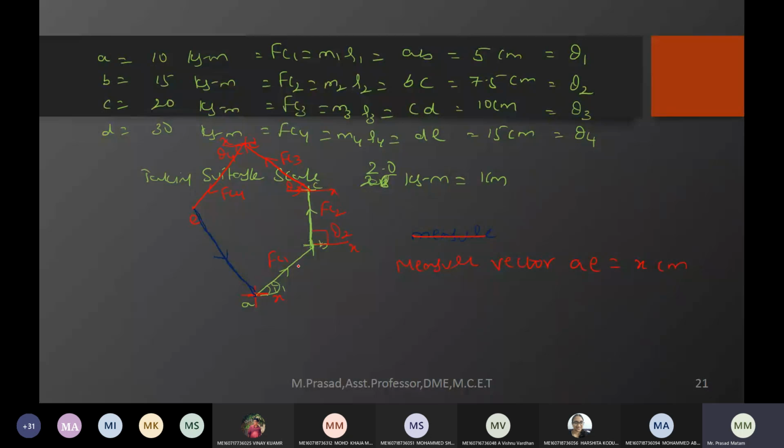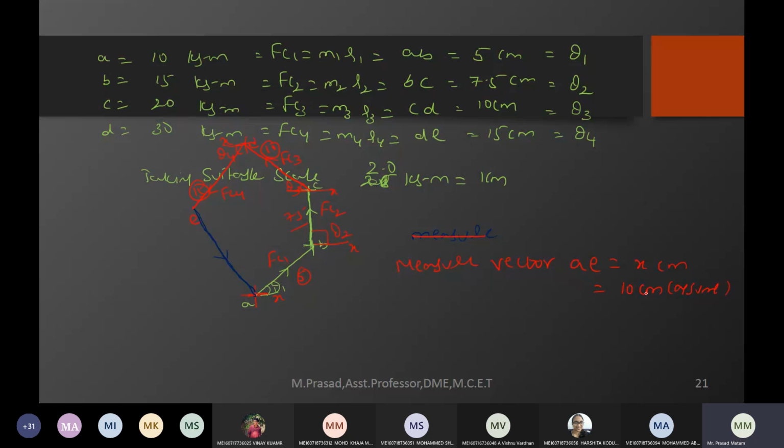So already I have drawn AB with a length of 5 centimeters, BC with a length of 7.5 centimeters, CD with a length of 10 centimeters, and DE with a length of 15 centimeters. Similarly, this also gives some length here. Instead of x, let me take a random value. For example, I'm getting this as 10 centimeters. Assume.